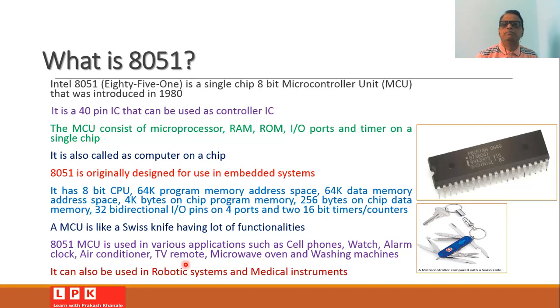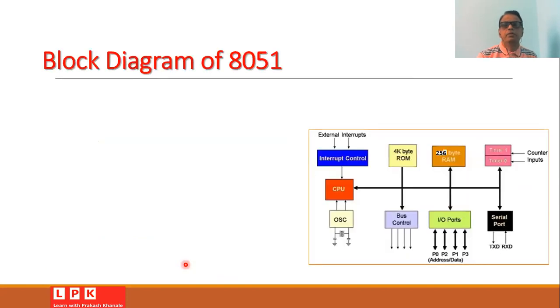It is also possible that we can use this IC in robotic systems, or even many modern medical instruments are also automatic machines, and therefore they can also make use of such a microcontroller unit. So now let us go for understanding the block diagram of this microcontroller unit 8051.